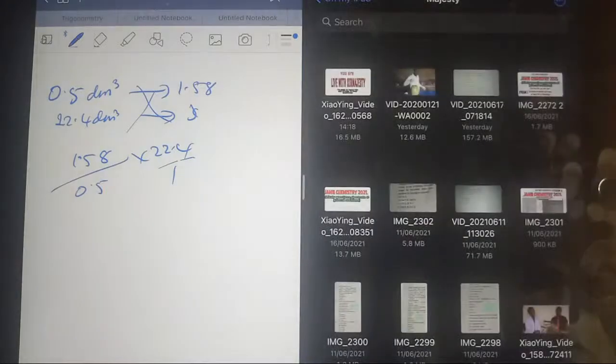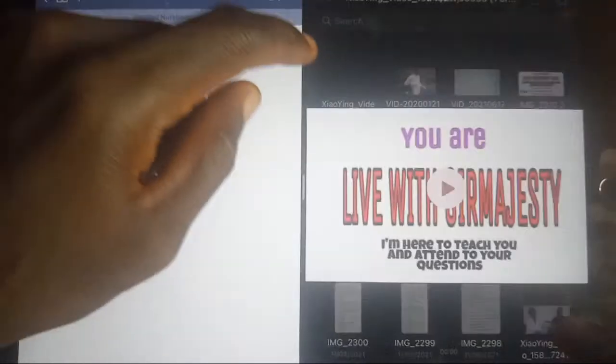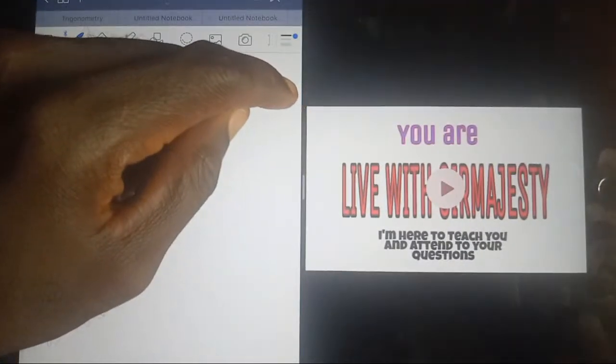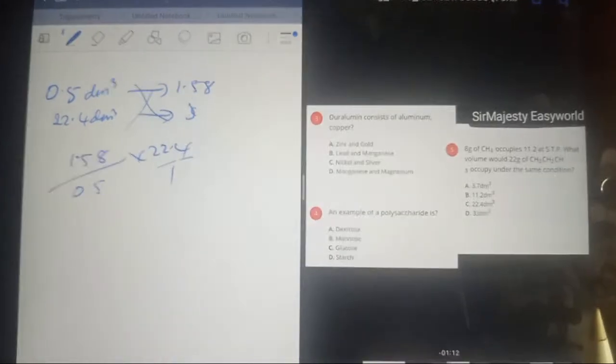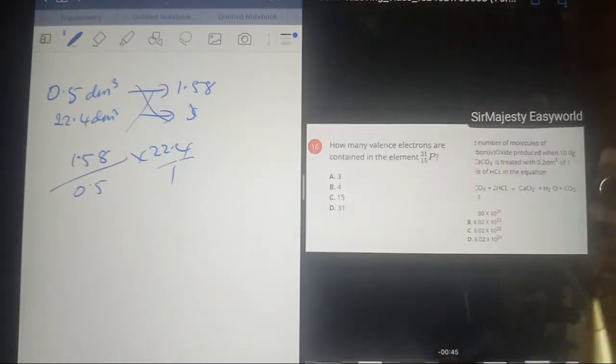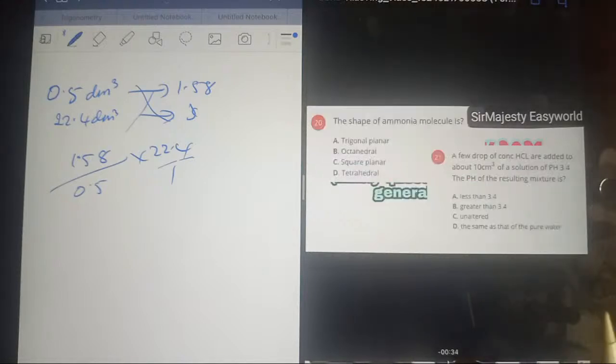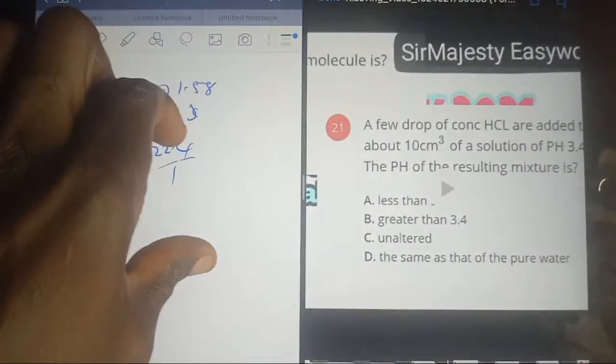Let me remove this play button. We are into question 21. A few drops of, so that it can be very clear.